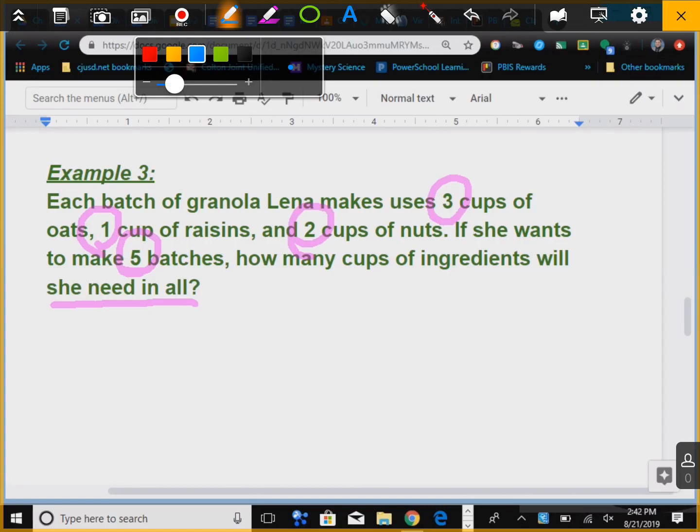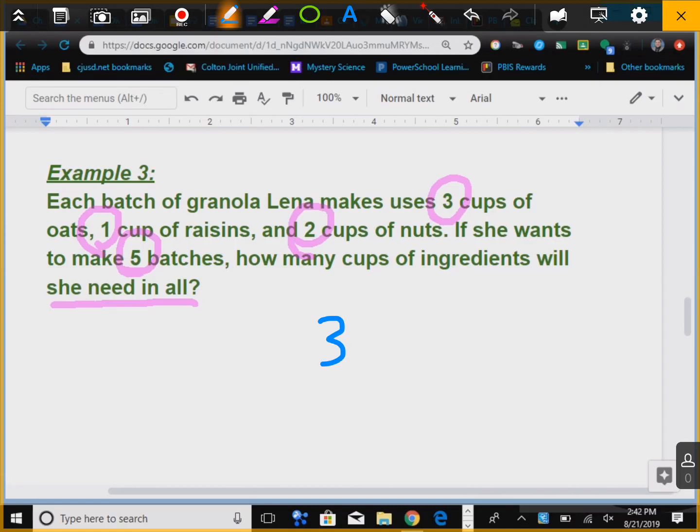All right, well, let's take a look. We know that she adds 3 cups of oats, 1 cup of raisins, and 2 cups of nuts to make her batch. So this would equal 1 batch. But how many times is she making her batch? 5 times. So we need to write the equation. I think that for some of you is the hardest part.